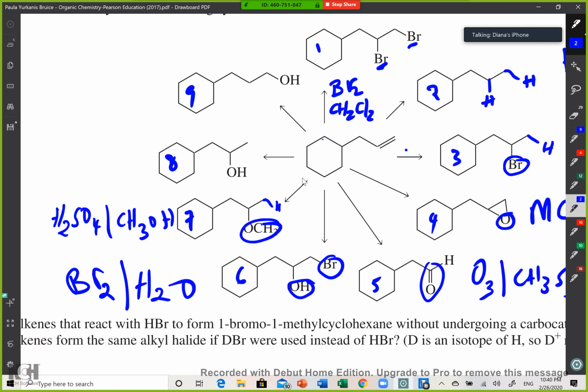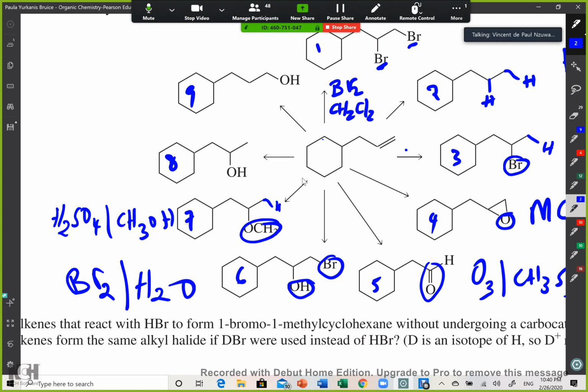How are we supposed to know when we're adding a hidden H? Like, how are we supposed to know when there's a hidden H? Well, usually the H's are not shown. The hydrogens are not shown.